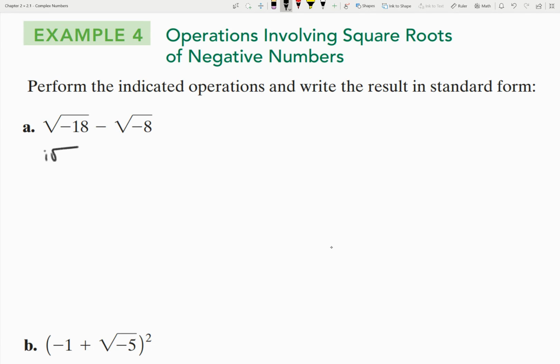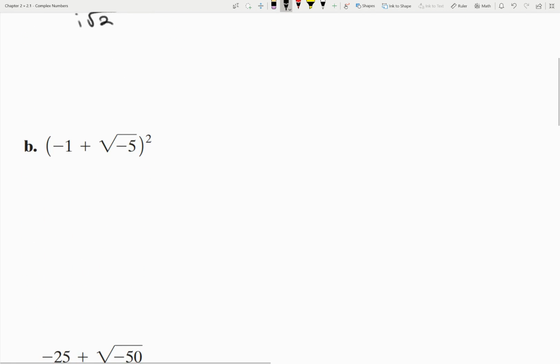So this turns into i√18 minus i√8. Okay, well, what's the square root of 18? Well, that's 9 times 2. So that's 3i√2 minus, the square root of 8 is 4 times 2, so that's 2i√2. Hey, look at this. Same radicals. Like terms in the front. Now I can subtract them, and I just get i√2. But you couldn't do that until you simplified the expression first.